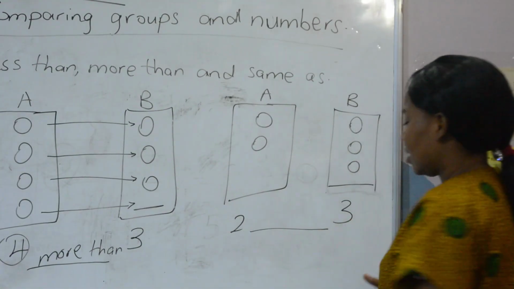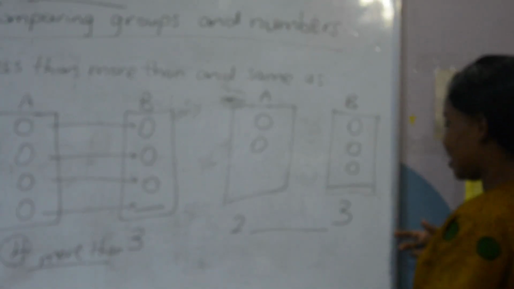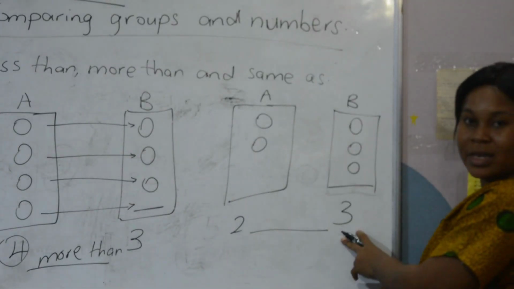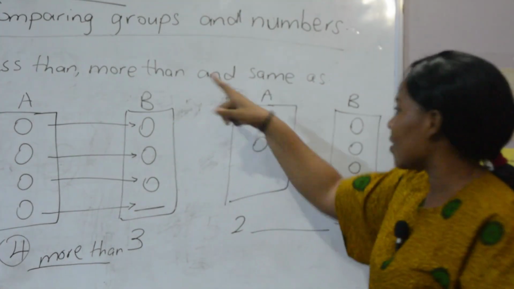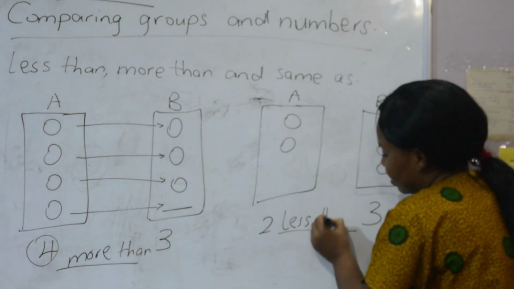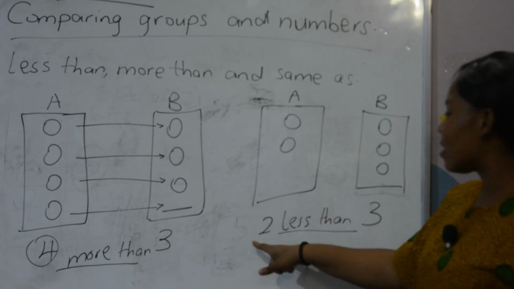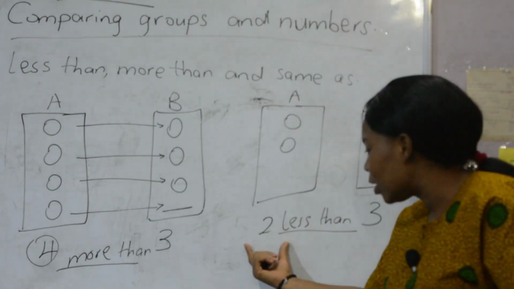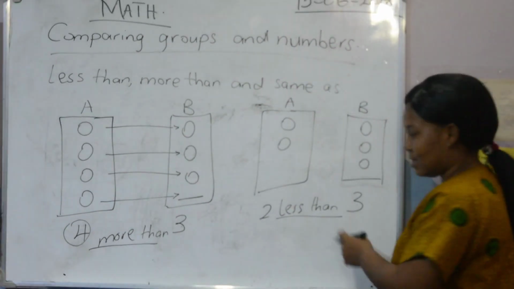Now, as you can see, the thing has changed. Now the bigger number is here, which is 3. And this one is the smaller number. So you will see that we have to write less than. Less than, because in this section, 3 is bigger than 2, and 2 is also smaller than 3. So you have to write less than.